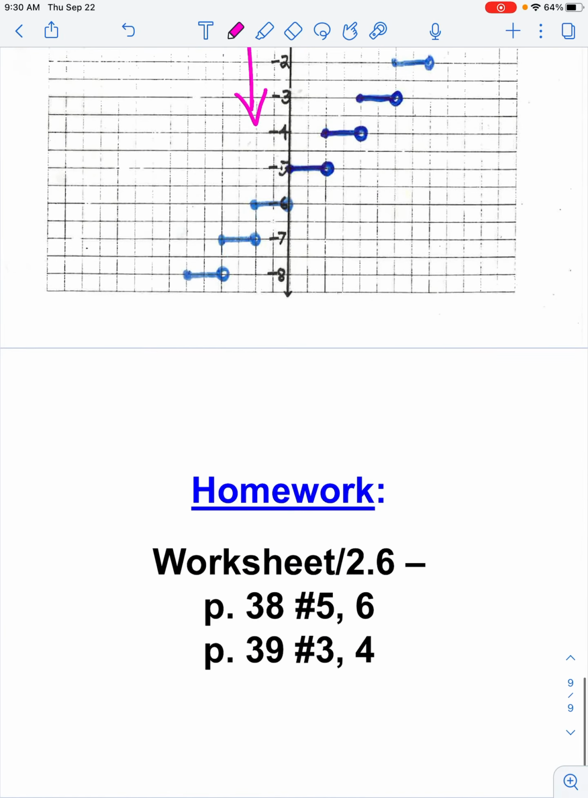The homework is right here on the worksheet 2.6. On side page 38, you're going to try 5 and 6. On side page 39, 3 and 4.